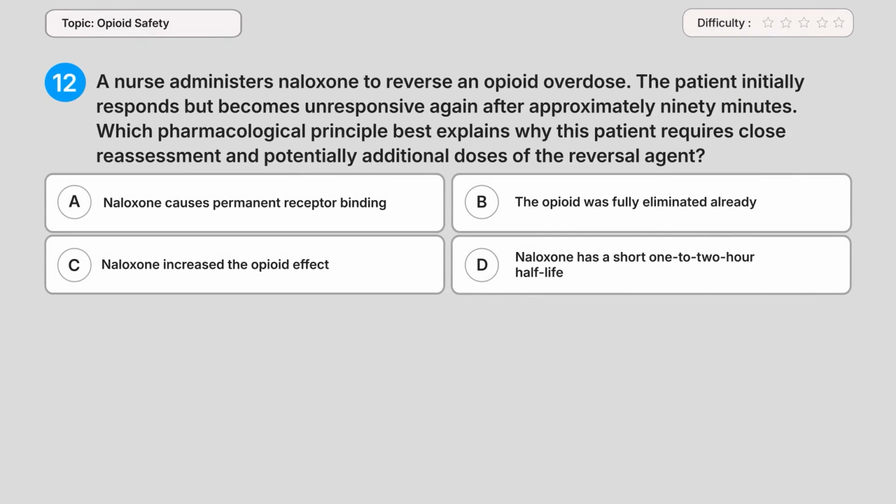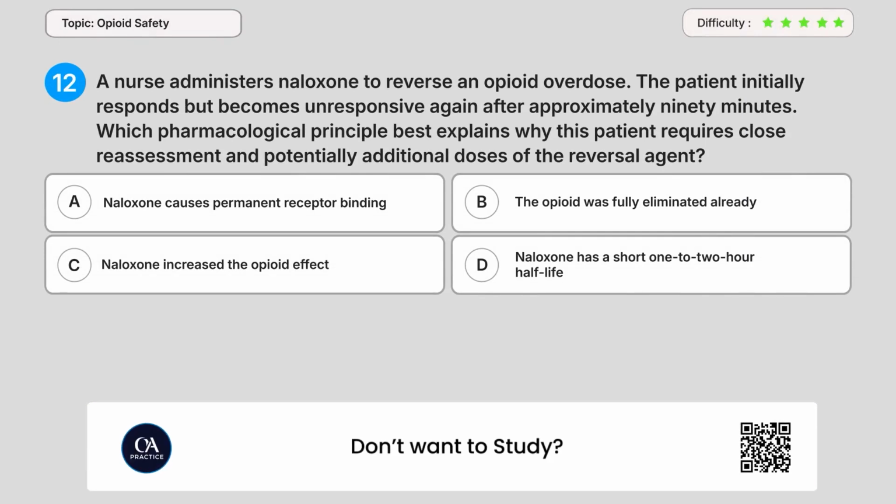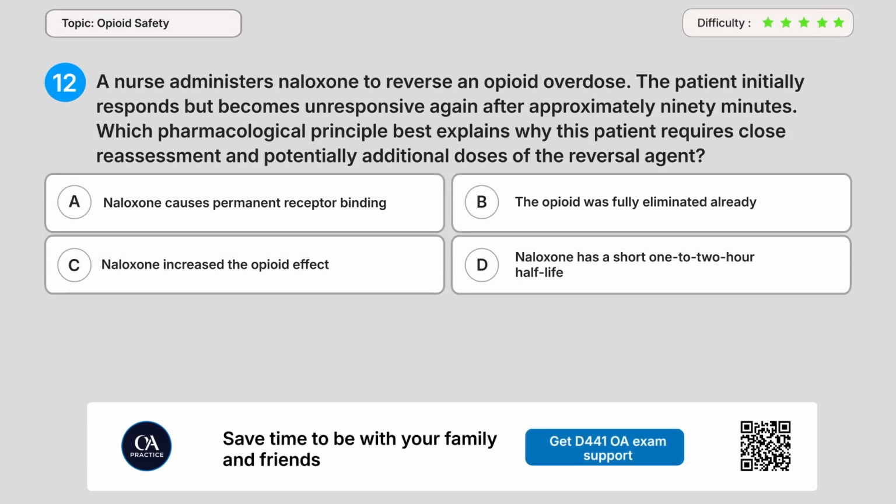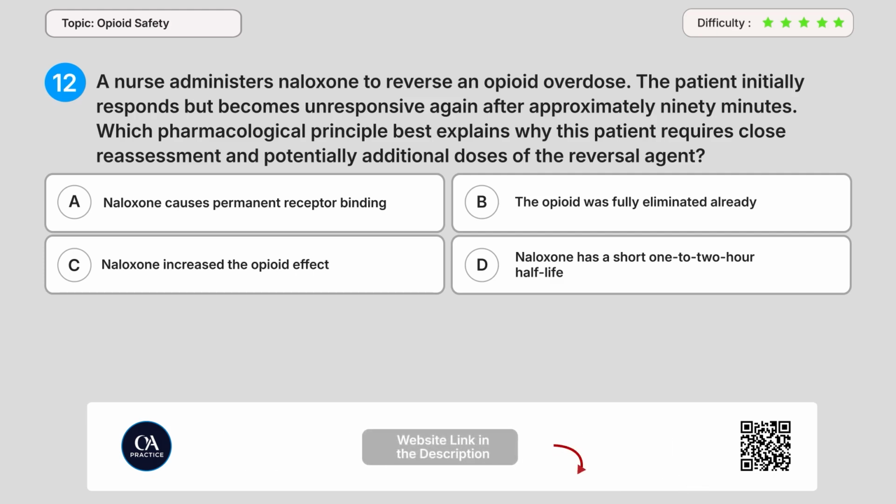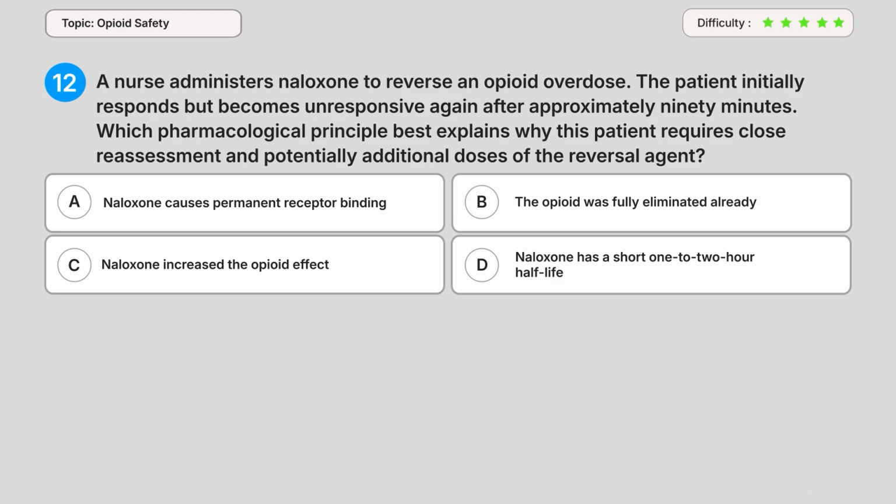12. A nurse administers naloxone to reverse an opioid overdose. The patient initially responds but becomes unresponsive again after approximately 90 minutes. Which pharmacological principle best explains why this patient requires close reassessment and potentially additional doses of the reversal agent? A. Naloxone causes permanent receptor binding. B. The opioid was fully eliminated already. C. Naloxone increased the opioid effect.